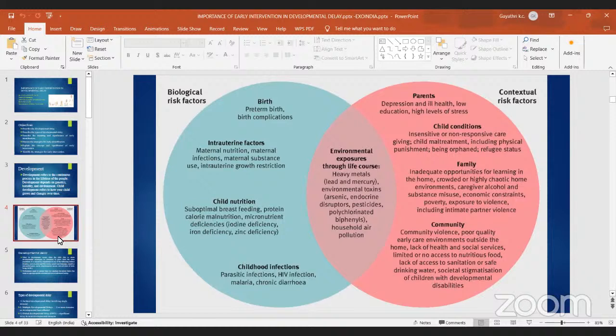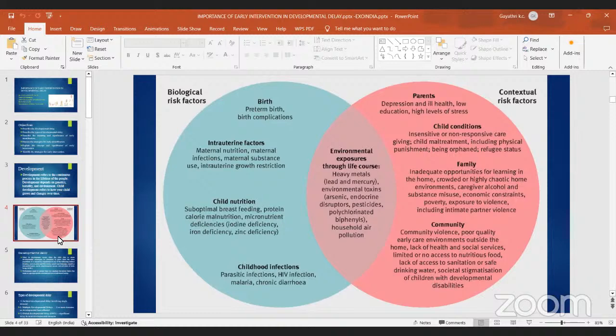In this, we can go on with the parents. Among parent factors are depression and ill health, low education, and high levels of stress. If the parent does not have knowledge regarding early intervention, and if the parents undergo so much stress, those hormones can affect the baby in the uterus, and that can be one of the causes. As for the child's condition, there are intensive or non-responsive care given to the child, and maltreatment, including physical punishment, being in an orphanage, or refugee status. If the parents are refusing the kids, or the kids are not getting proper attention from their parents, it can also lead to this.